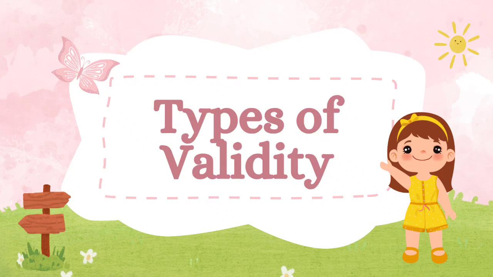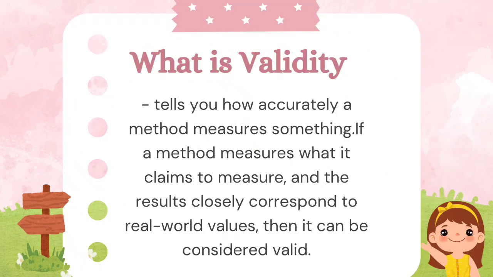So, hi guys, we will be discussing the types of validity. Before that, what is validity? Validity tells you how accurately a method measures something. If a method measures what it claims to measure, and the result closely corresponds to real world values, then it can be considered valid.